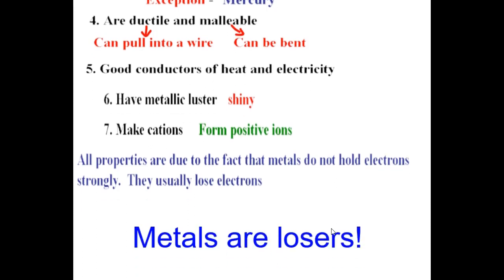And all of the properties of metals are due to the fact that they are losers. Metals have very low first ionization energies, therefore it does not take a lot of energy to remove their electrons. And that's what causes them to be shiny and be good conductors.